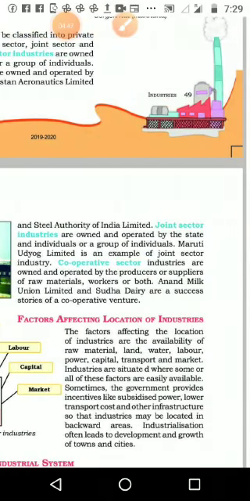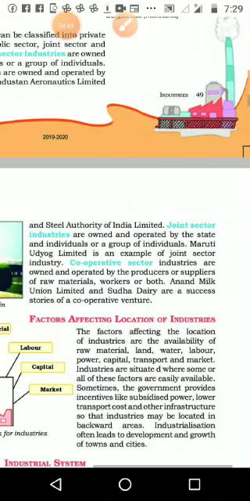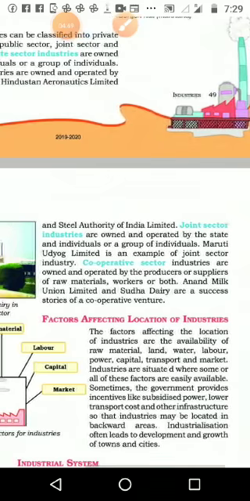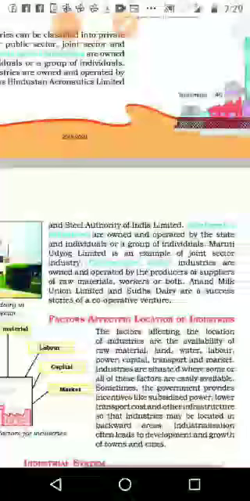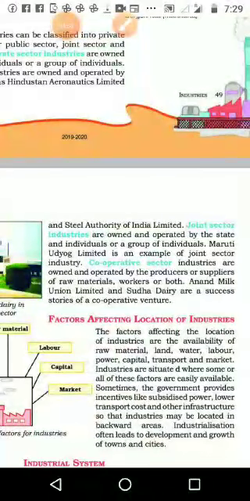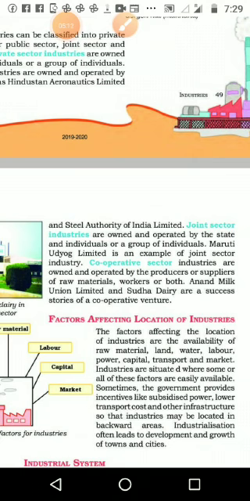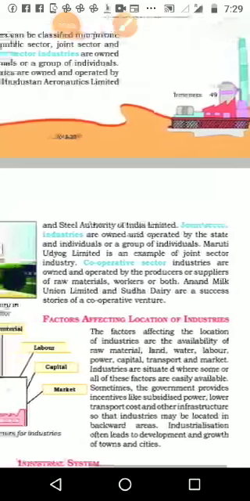Next one, joint sector. There is a small difference between the public sector and the private sector, and both together work as a joint sector. Joint sector industries are owned and operated by the state and individuals or a group of individuals. So the public sector as well as the private sector together work in the same industries, and that is known as joint sector industries.